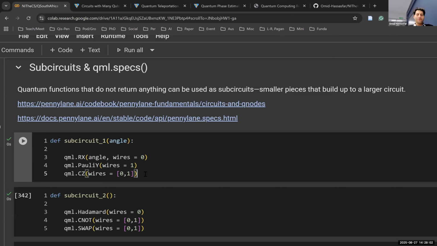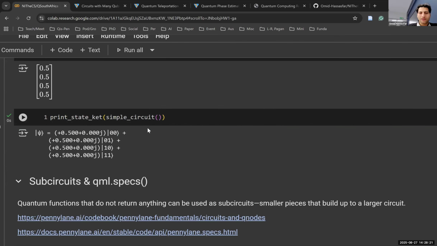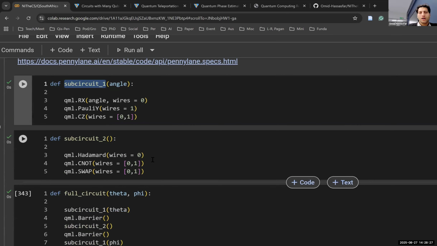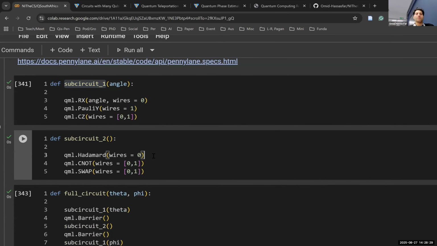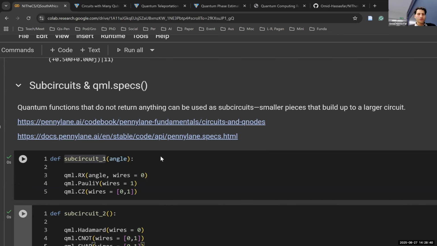Pauli-Y doesn't need any parameter, and also this is CZ, which is the controlled Z. You need 2 qubits, 0 and 1. As you can see here, there is no return. No return means this is a sub-circuit that you can use, sub-circuit 1. Sub-circuit 2 is just a random circuit. I don't care about what this specific circuit does, but I just wanted to show you that this is another circuit, and then we can build up to a larger circuit.